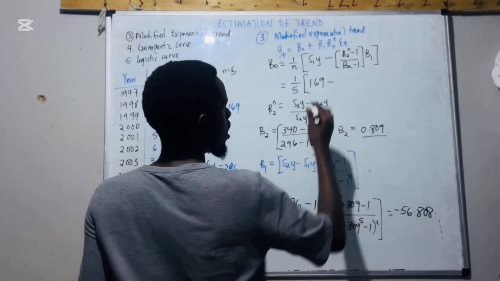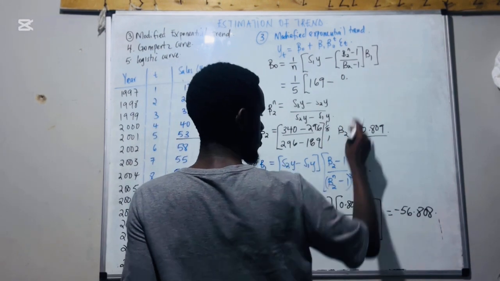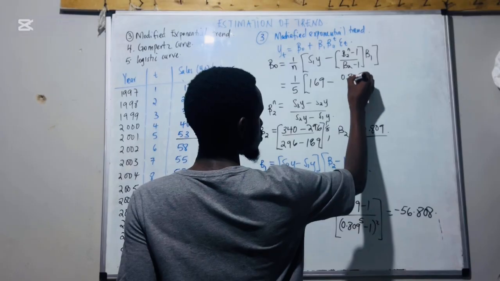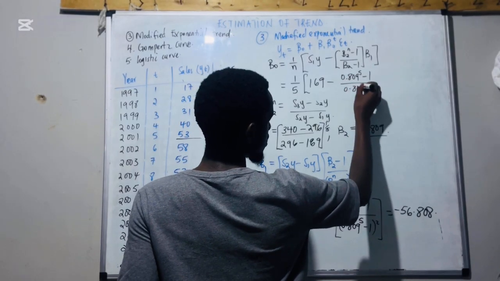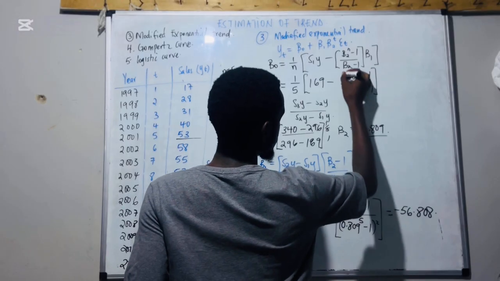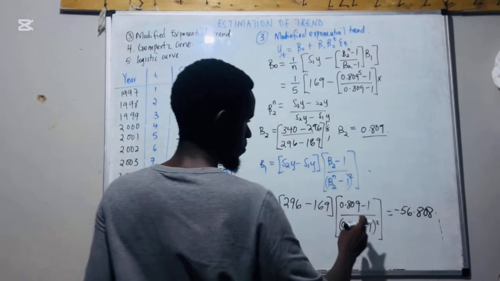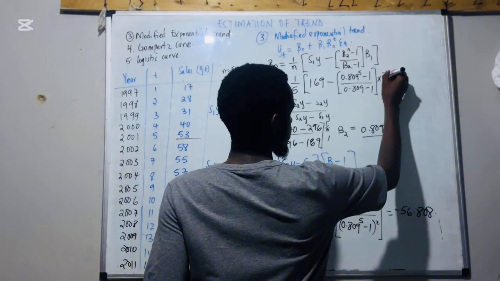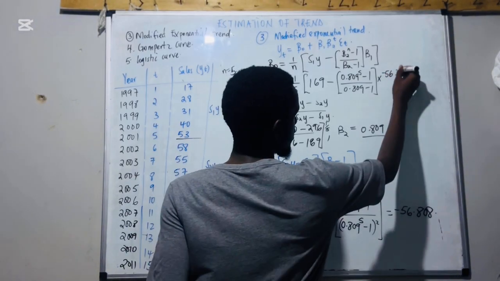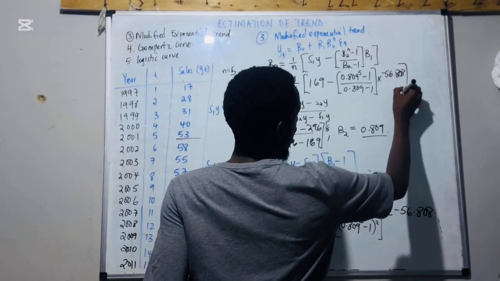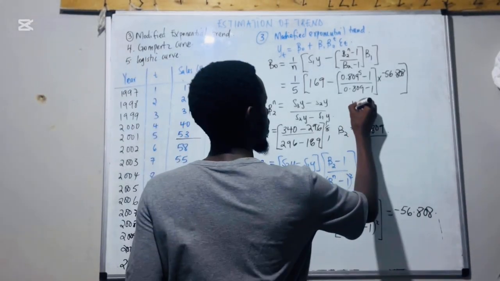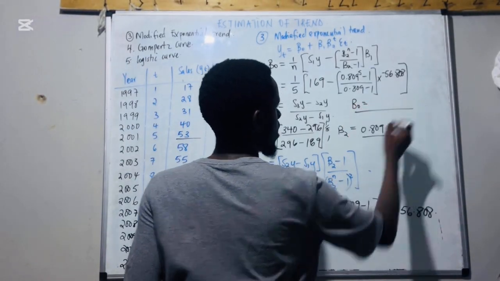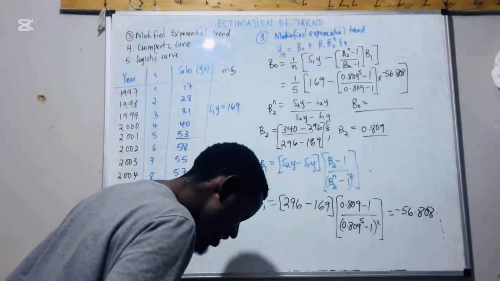so it's going to be 0.809 power 5 minus 1 over 0.809 minus 1. The whole of this multiplied times beta 1, which is negative 56.808. Now remember, if you do proper calculations, what's the answer you get here as your beta naught?